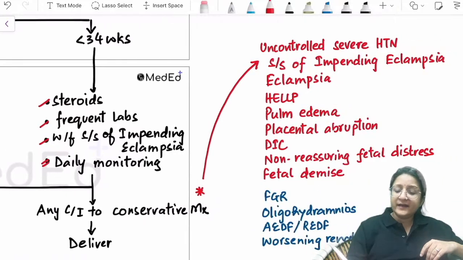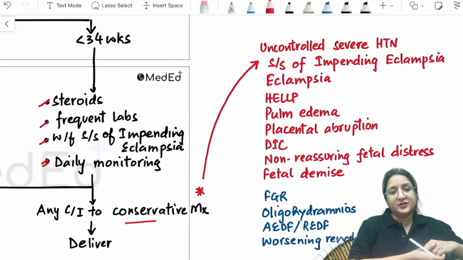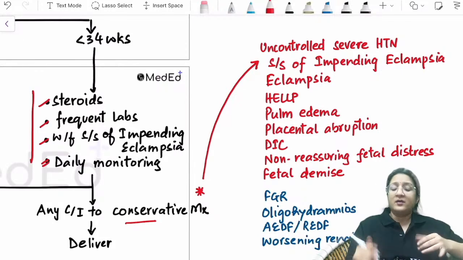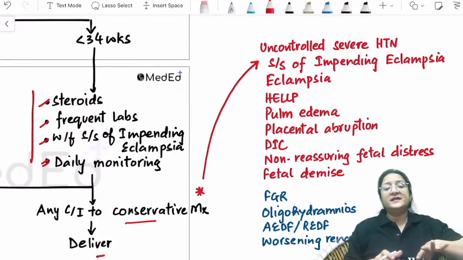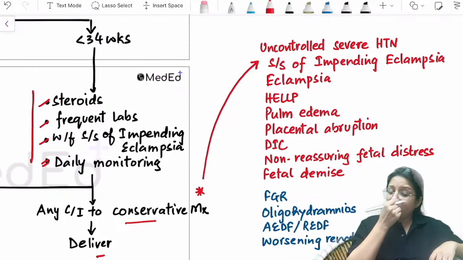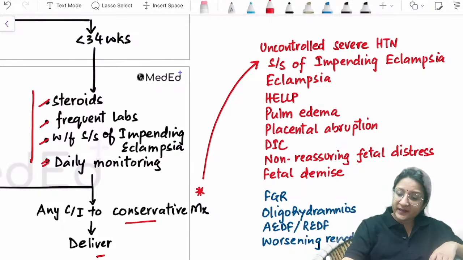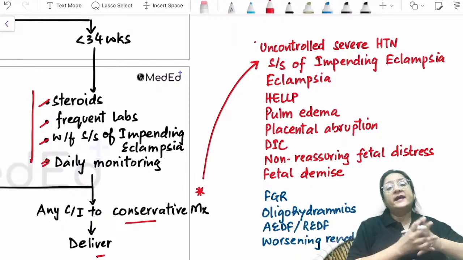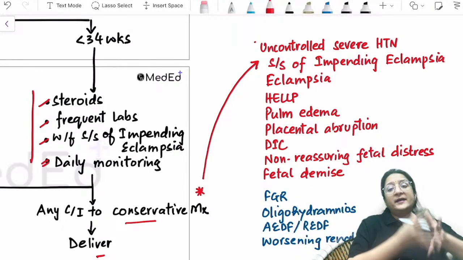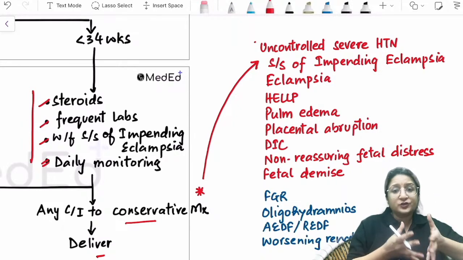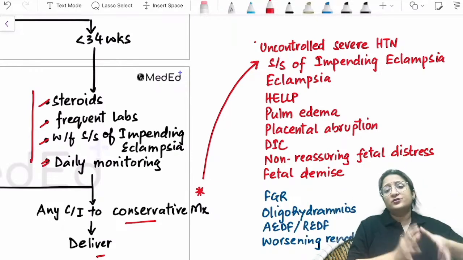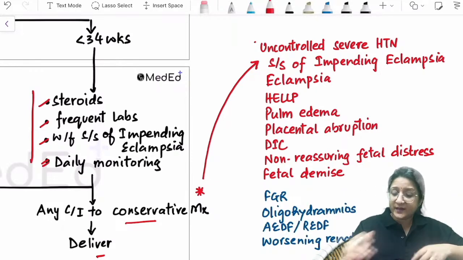And if no contraindications develop to conservative management, get started with the conservative management. But if anything goes wrong, we will leave the conservative management and deliver. So what are any contraindications to conservative management? Uncontrolled severe hypertension, impending eclampsia, eclampsia, HELLP, pulmonary edema, placental abruption, DIC, non-reassuring fetal status also, fetal demise. These are all contraindications to conservative management in the first place.